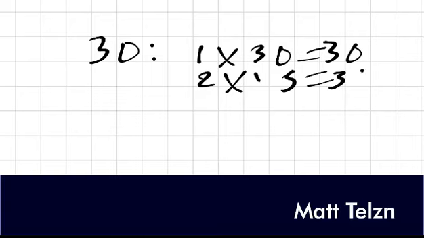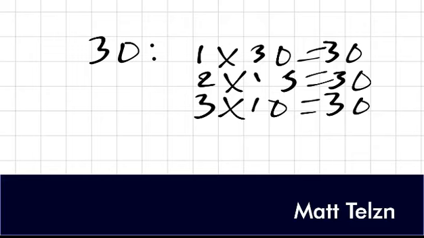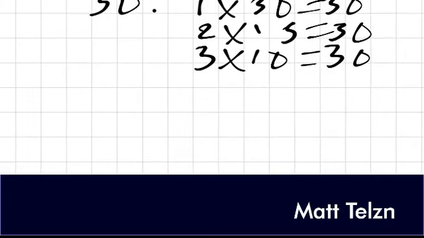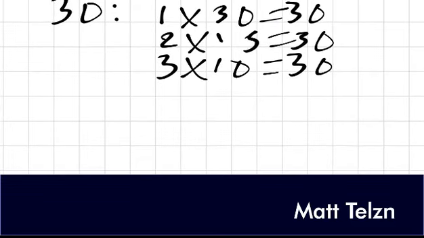I will have 30. The next number is 3. Is there any number I will multiply with 3 to give me 30? Yes, 3 times 10. I will have my 30. The next number is 4. Is there any number I will multiply with 4 to give me 30? Of course, no. There is no number you multiply with 4 to give me 30. That means 4 is not a factor of 30.